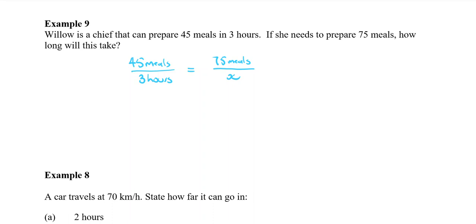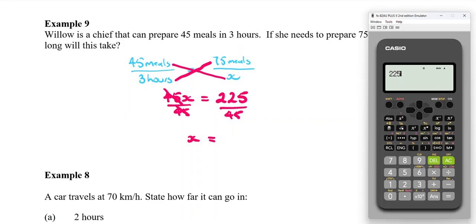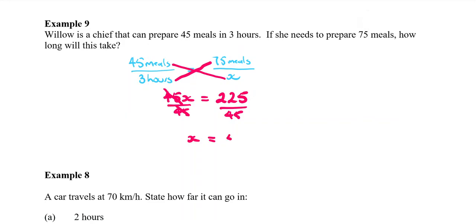Okay, now to solve, starting with the X, timesing diagonally. X times 45 is 45X equals 3 times 75 is 225. Then to solve it, we're going to divide by the 45 to get rid of that. X is by itself, and we get 225 divided by 45, which is 5. 5 what? Remember, X is on the same level as the hours, so this is 5 hours. It will take her 5 hours to prepare 75 meals.